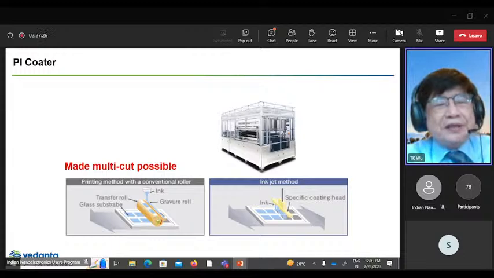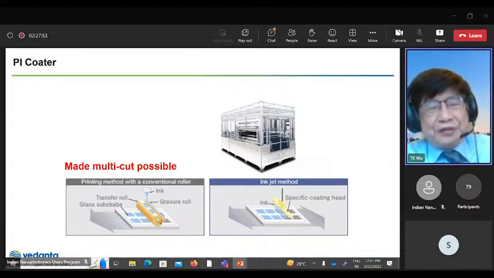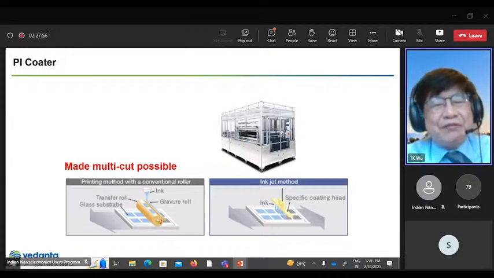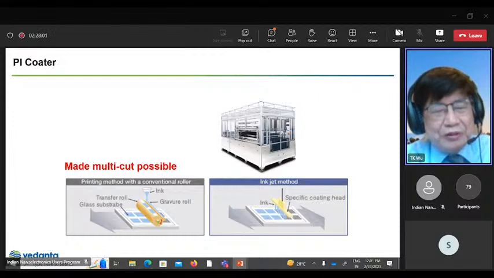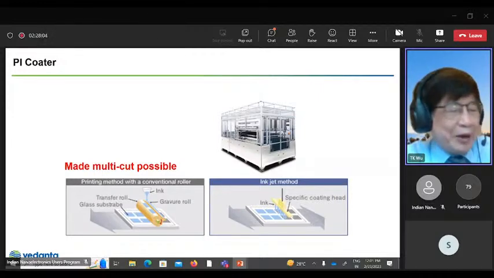The PI coater is also a very important invention in TFT-LCD technology. In the very beginning, we used a spin coater. A spin coater can only handle one panel on one substrate, because the PI, the polyimide layer, was spread all over the surface. We have to use solvent to wipe out the bonding pad portion, which is not manufacturable, and will cause a lot of damage to the panel side.